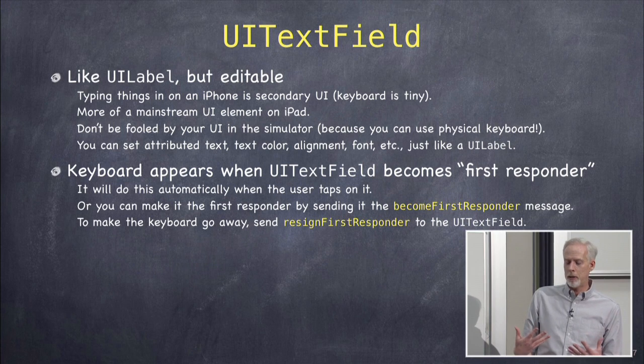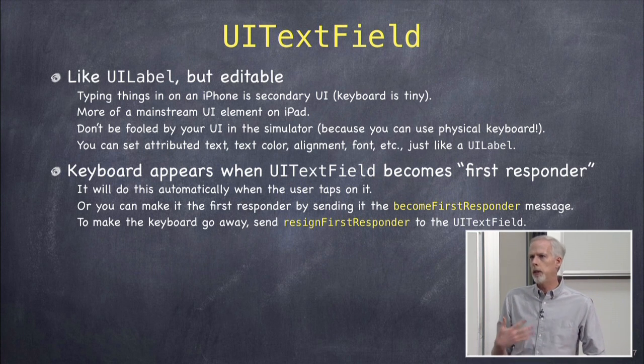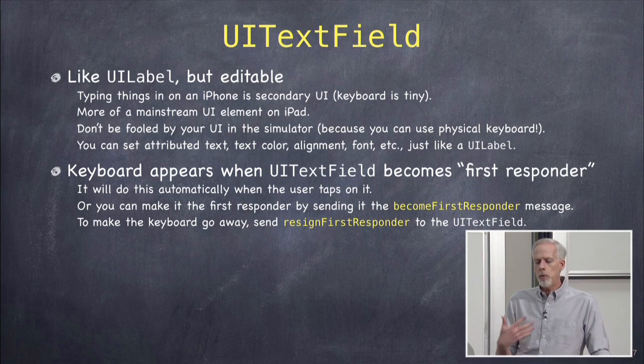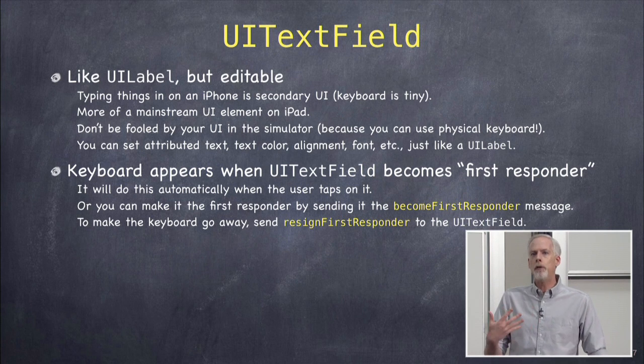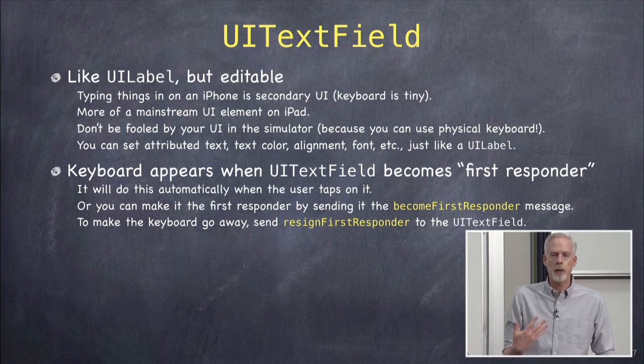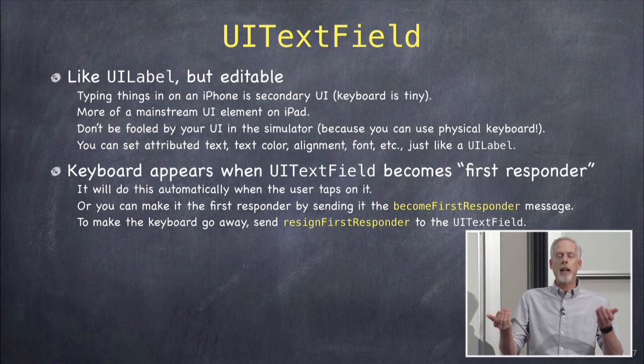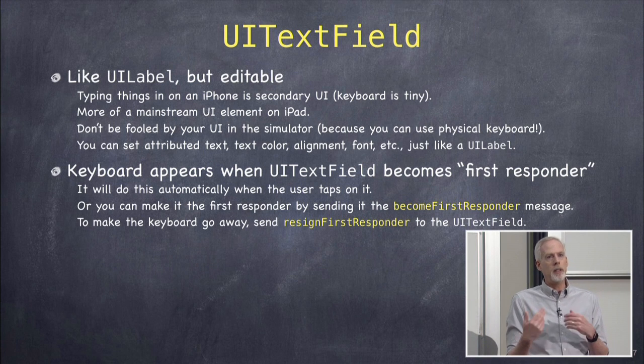When you're in a UI text field and you touch on it, it brings up a keyboard. So how does that keyboard show and not show? Well, the keyboard shows any time any view in the view hierarchy becomes the first responder, what's called the first responder. The first responder means it wants to be the thing that gets key events from the keyboard. It's the first responder for key events, all right?